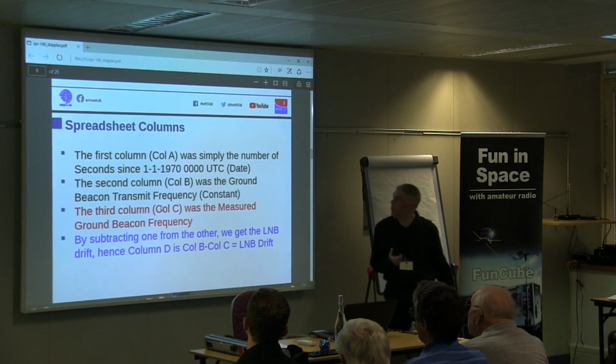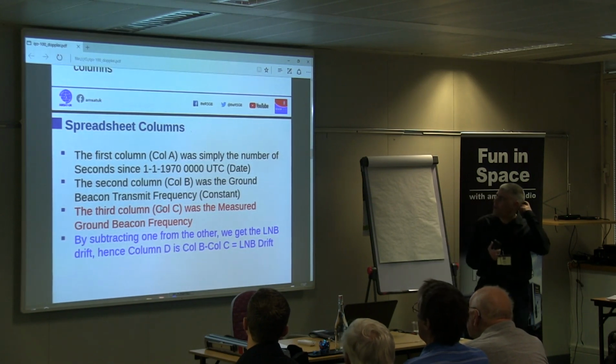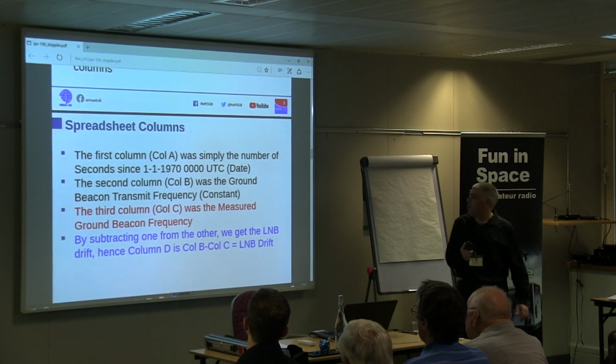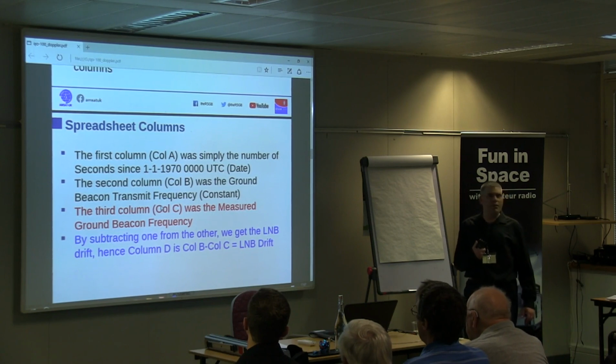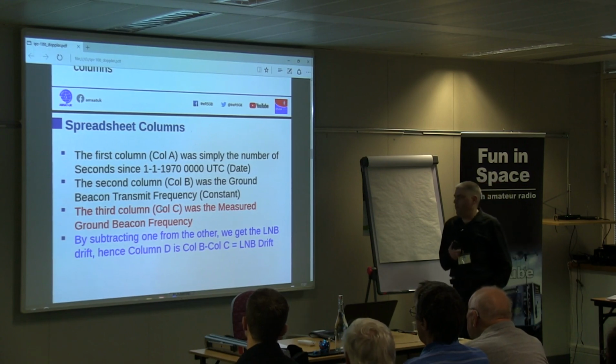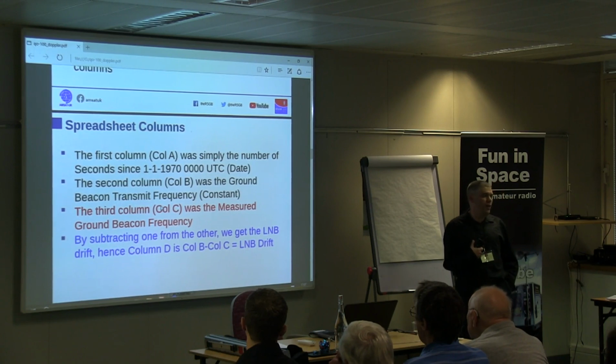So, what spreadsheet columns do I have? First column is just the number of seconds since 1970, so it's a timestamp. The second column is just my ground beacon transmit frequency. Again, it's a constant, 10.489.540 if memory serves. The third column was the measured ground beacon frequency. But by subtracting one from the other, we get the LNB drift. So column D is effectively column B minus column C. And that tells me my LNB drift at that moment in time.